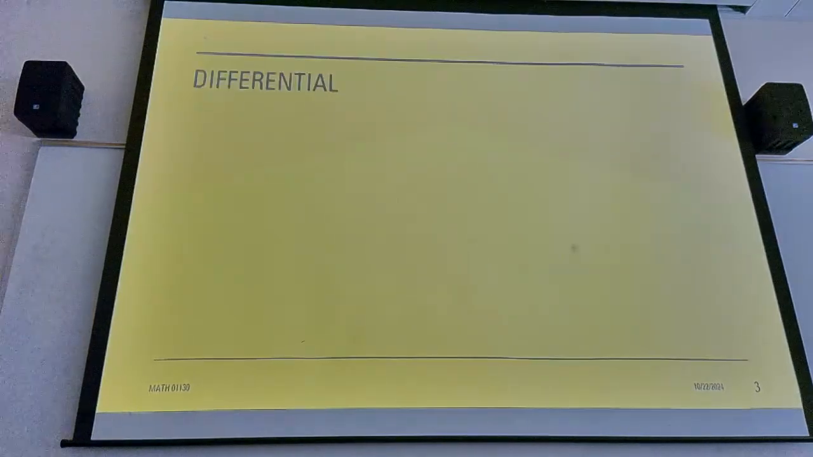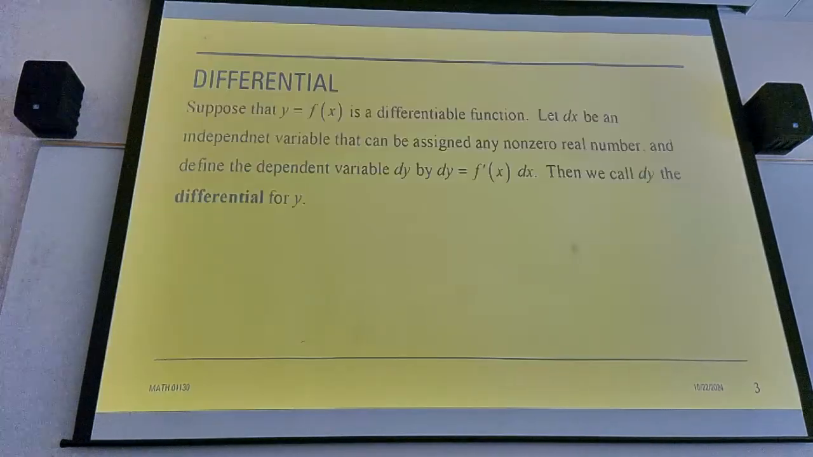We also have what's known as the differential. Right, so suppose that y equals f of x is a differentiable function. We let dx be an independent variable that can be assigned any non-zero real number. Define the dependent variable dy as f prime of x dx. dy is called the differential for y.